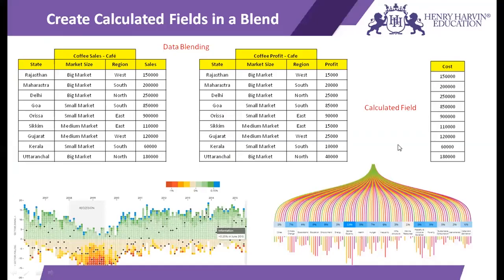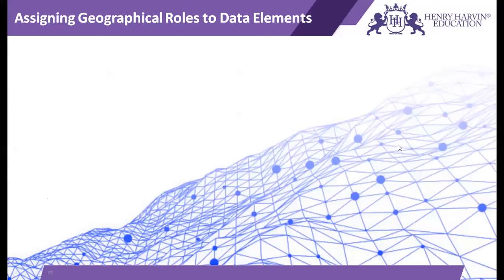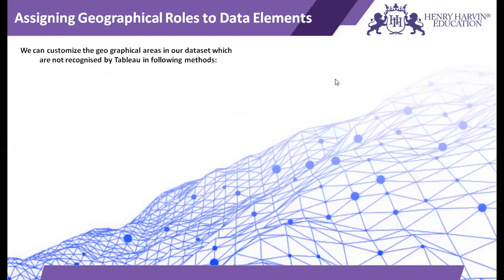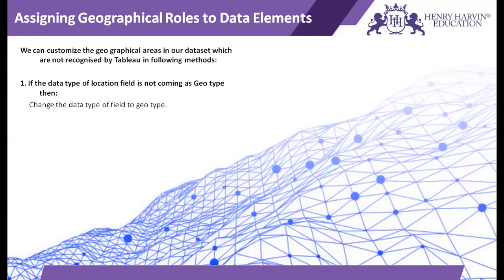Next, we'll move to our next topic, which is assigning geographical roles to data elements. So basically, whenever we are working on a data set which has got locations, and we have imported that data source into our Tableau workbook, it is not necessary that Tableau will by default consider all the location fields as geo fields. It may consider some of the location fields as a string, or it may consider the names of some cities or states as a simple string. So you will have to explicitly convert those fields into geo fields.